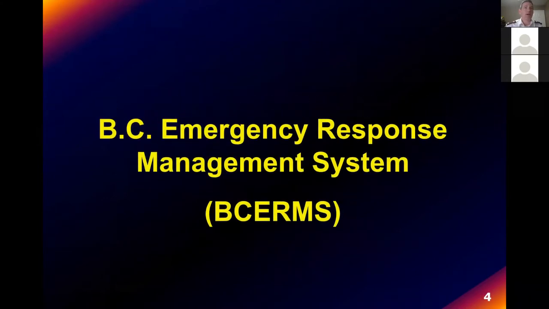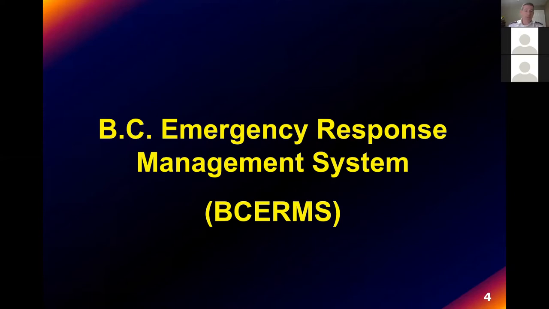Okay, so let's start by talking about the BC Emergency Response Management System, or as it's referred to now, the BC Emergency Management System. The BC government established BCIRMS as an emergency response guideline for all ministries and Crown corporations. It's based on the incident command system, and you'll see similarities between the structures that you'll find in the incident command system and in your emergency operations center.